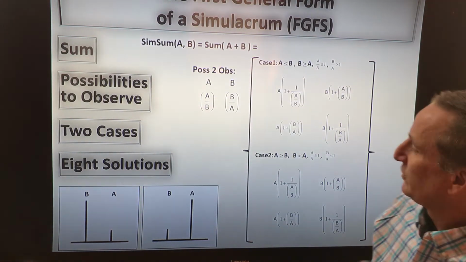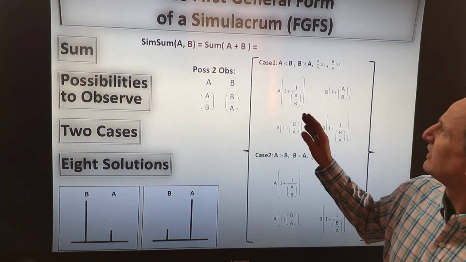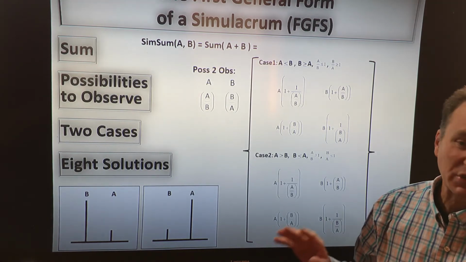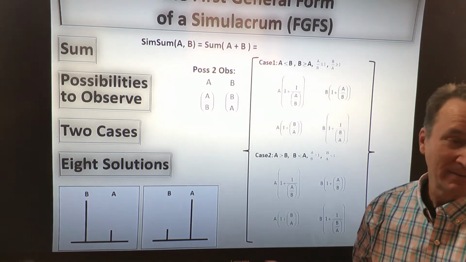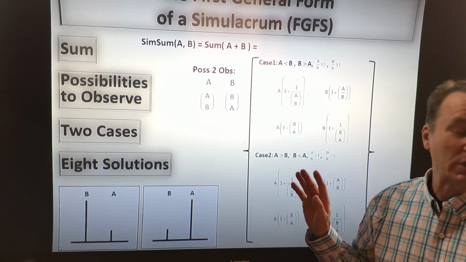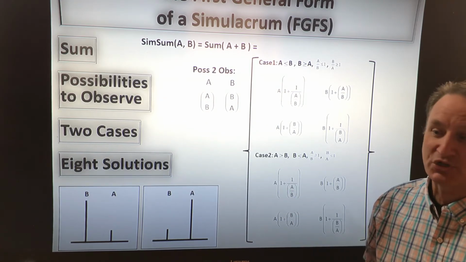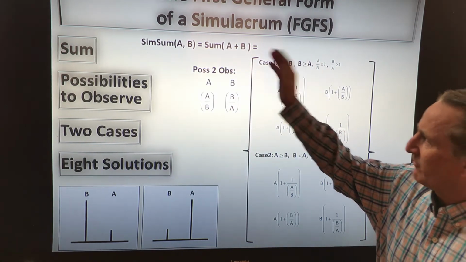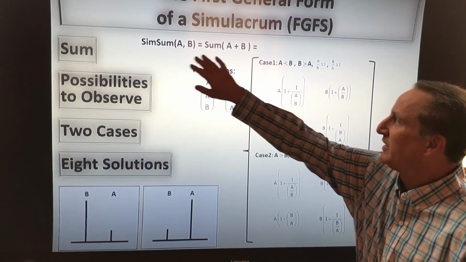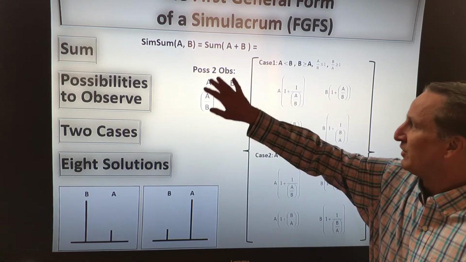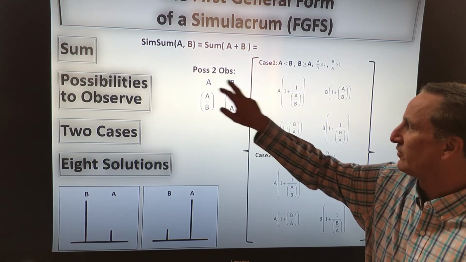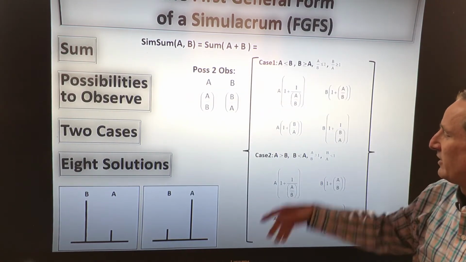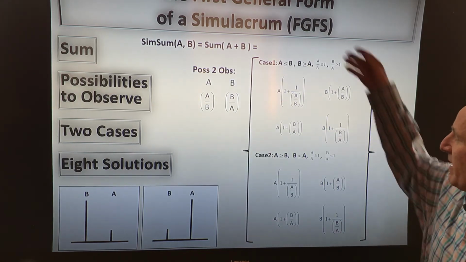All right, so you can then just generalize it to forget about mass spectrometry, just any A and B. Anything that you can put a symbol on, any name, number, symbol, anything, you can put it in here. And the simulacrum is, sum of A and B is equal to the mathematical sum. You've got your pos 2 obs, the 2 that are direct observation, 2 that are ratios. Case 1, case 2 inside the brackets.